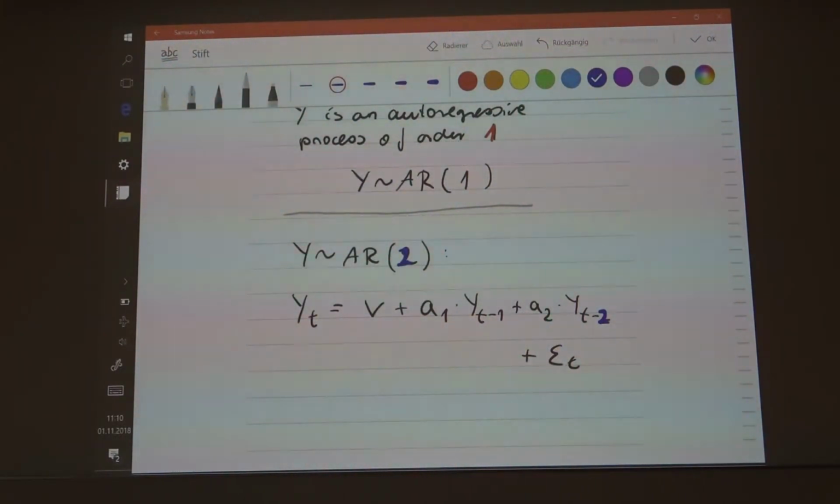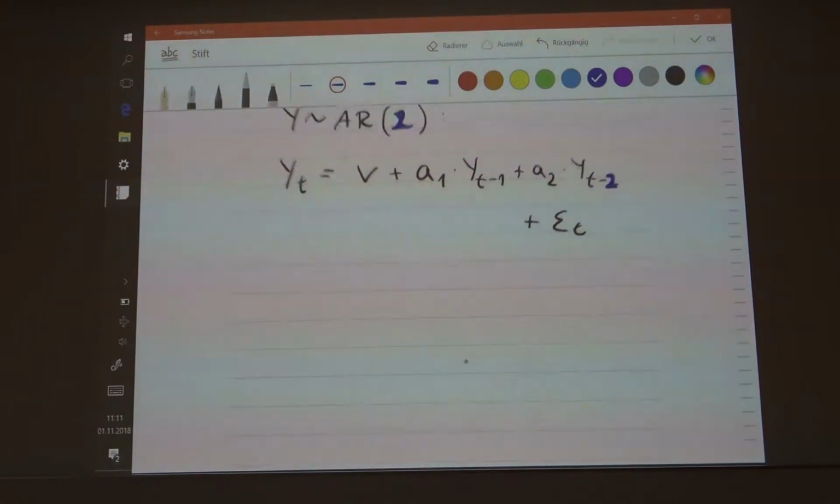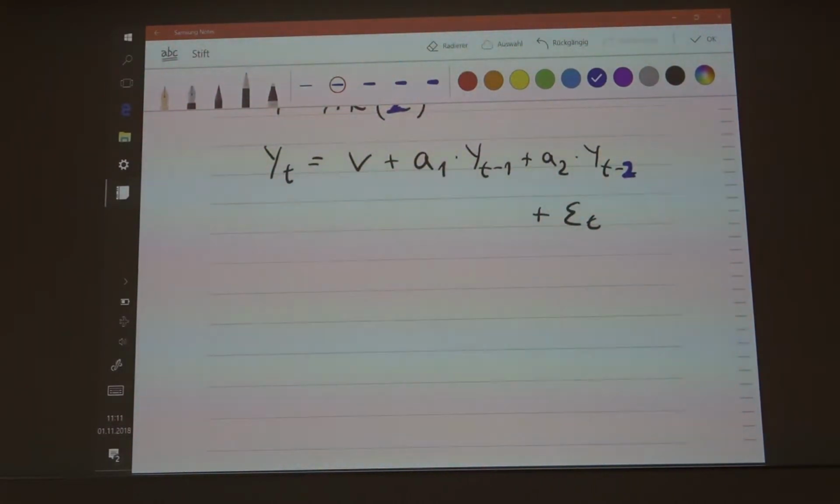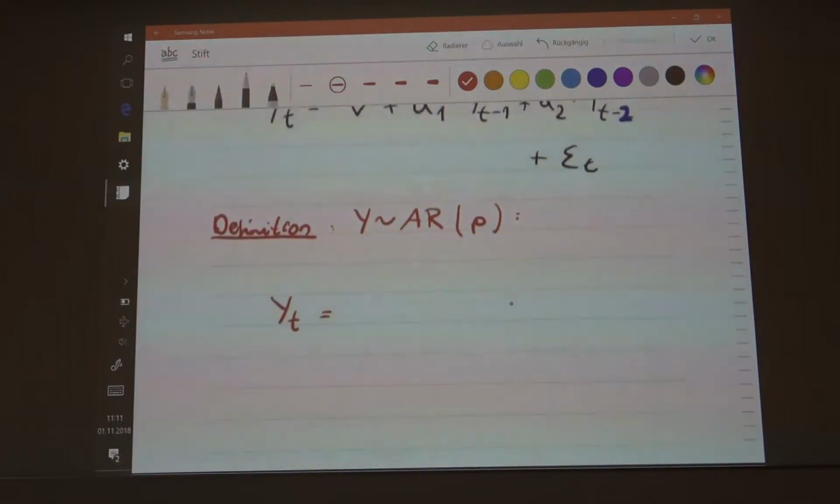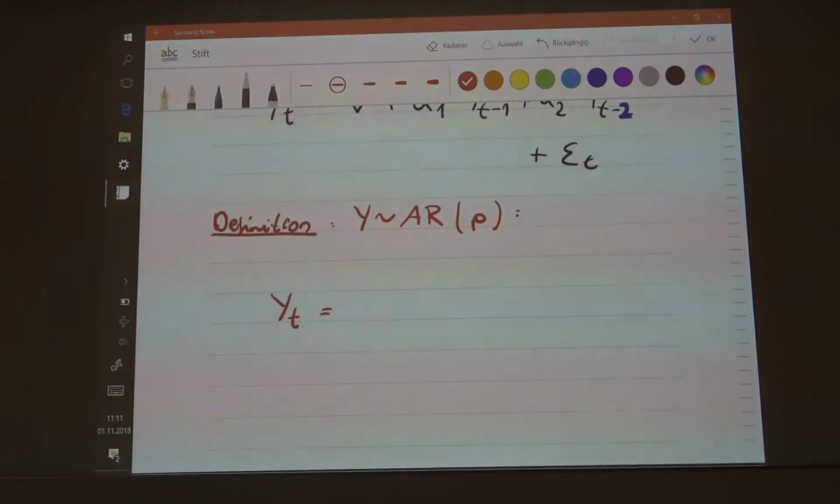So I'm talking about the time lag. Let me define this a little bit more precisely, and then you're going to see the relation here. Let's say y is called an autoregressive process of order p if it can be written as follows: yt is equal to, and then I will write it down here, and then I will summarize it.